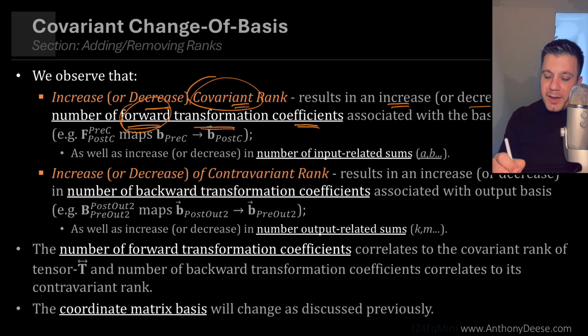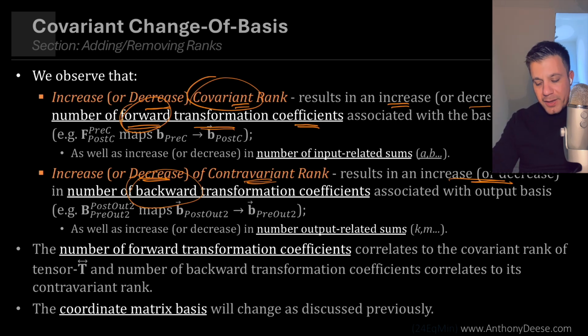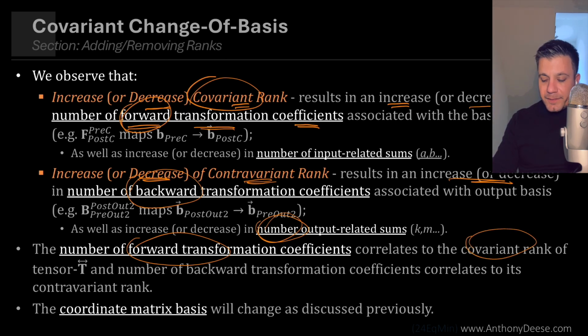Okay, if we increase or decrease the contravariant rank, we increase or decrease the number of backward transform coefficients or matrices, as well as the number of output-related sums. So we saw that the number of forward transformation coefficients or matrices correlates to the covariant rank of the tensor, and the number of backward transform coefficients or matrices correlates to the contravariant rank. The coordinate matrix basis will change as discussed previously.